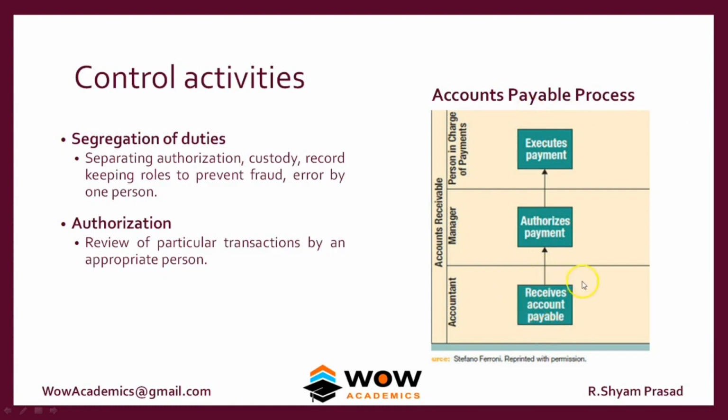One person receives the accounts payable. The accountant is responsible only for making the entry for it. The manager is responsible for authorizing the payment of the credit purchase, and there's another person who hands over the money to our supplier. So see how it works: the accountant makes the entry, the manager authorizes the payment, and another person actually makes the payment. So there are three people involved here.